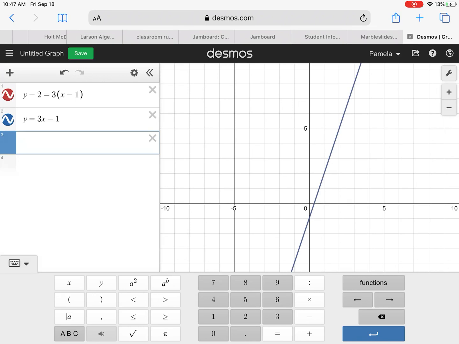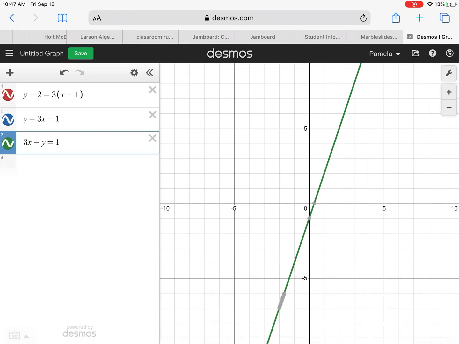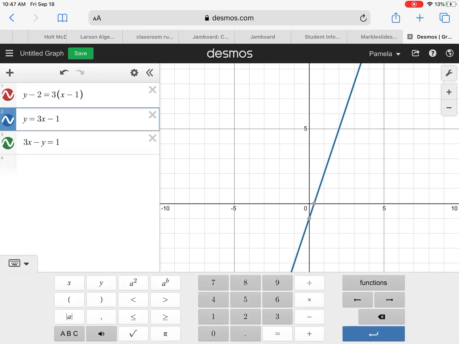Okay, let's look at this one. The last one we did was our standard form equation, which was 3x minus y equals 1. And do you see how it looks like I'm just changing the color of the line, but what's happening is this equation here for number 3 was green, and it colored it green. So we've got our 3x minus y equals 1 is the same line. Standard form is the same line as slope-intercept form and point slope form. So these are all the same line in the 3 different forms.